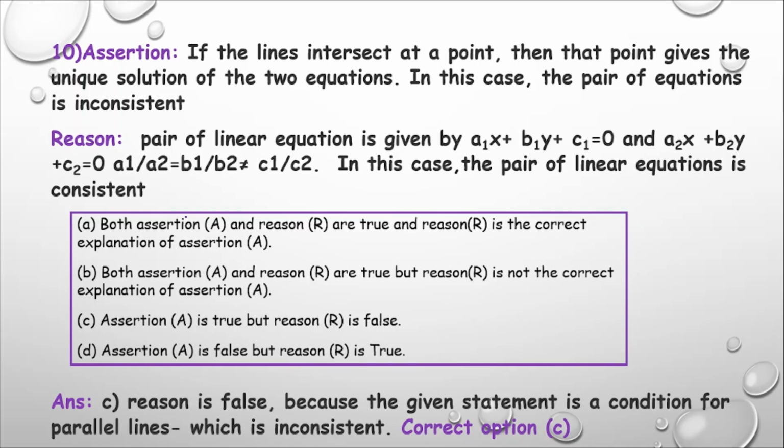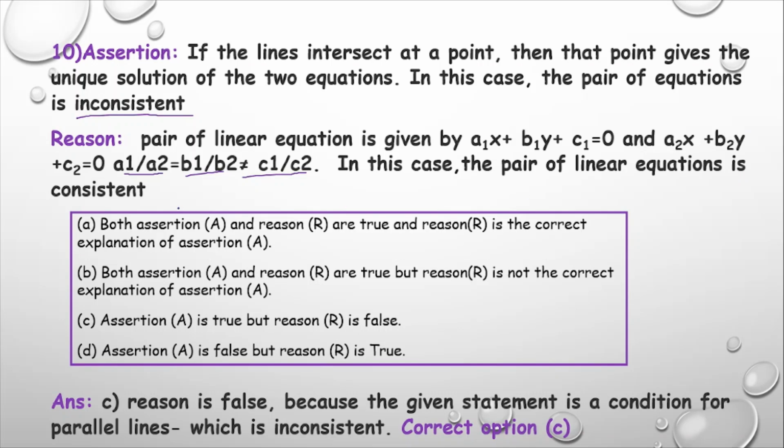Question 10. Assertion: if the lines intersect at a point, then that point gives the unique solution of the two equations. In this case, the pair of equations is inconsistent. They told the unique solution, now they are telling inconsistent. Okay, you go for the reason. The pair of linear equations given is a1x plus b1y plus c1 equal to 0 and a2x plus b2y plus c2 equal to 0. The ratios of the coefficients a1 by a2 and b1 by b2 are equal, which is not equal to c1 by c2. In this case, the pair of linear equations is consistent.